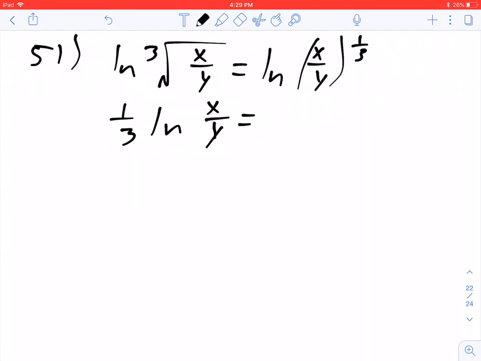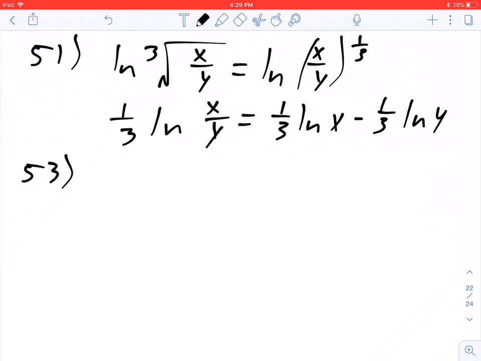And then we're going to split that using the quotient property. But when we do that, each natural log gets its own 1/3 because originally each x and y were both being cube rooted. So there's number 51.